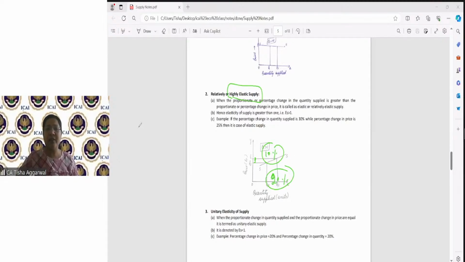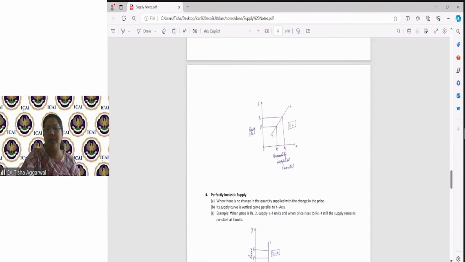Third is unitary elastic. What happens in unitary elastic? I just told you beforehand. Unitary in economics means one. When the percentage change in quantity is equal to the percentage change in price, that is known as the unitary elastic. For example, there was a 10% increase in price, and thus the quantity supplied also increased by 10%. That is known as the unitary elastic. Clear? The next one is the perfectly inelastic.